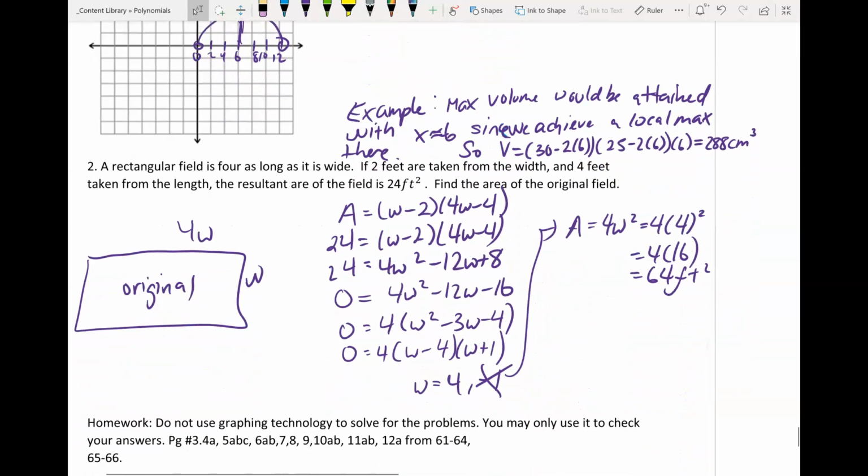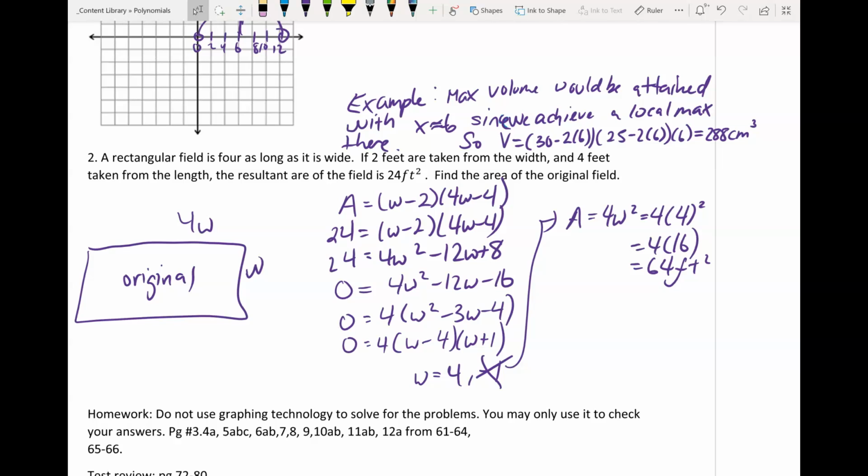And lastly, for either try it yourself, again, it's very similar to the other one. You would probably want to draw a diagram to help you out. And in this case, we have a field that is 4 times as long as it is wide. And then we're going to take 2 away from the width and 4 away from the length. And then we know this area of the field is 24. So that's how I set it up right here.